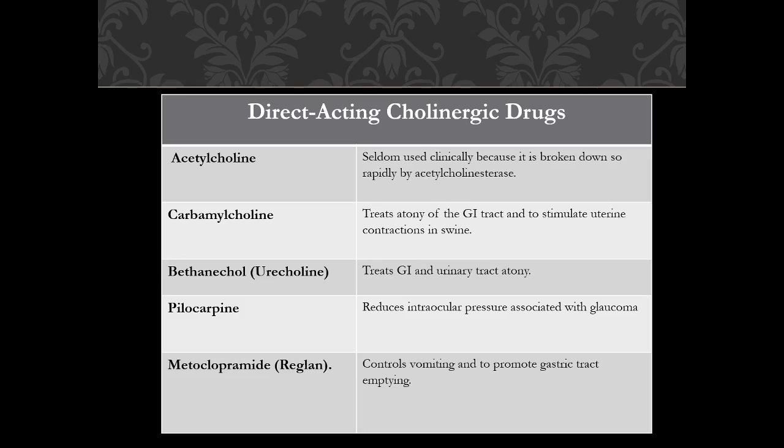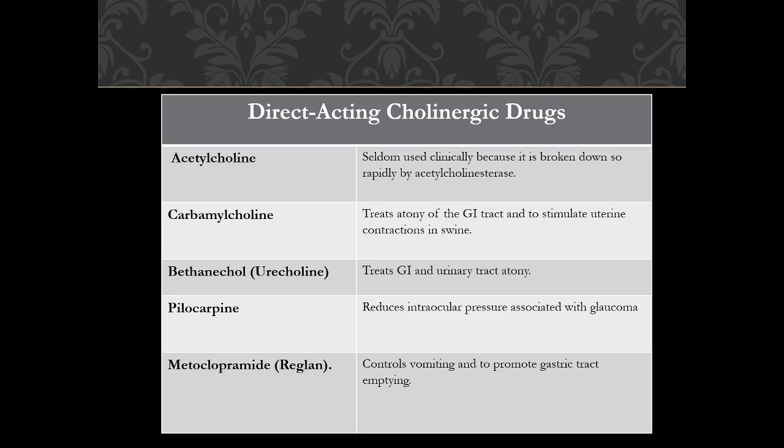Bethanechol, or Urecholine, treats GI and urinary tract atony. So if we have an animal, a cat, that has been blocked for a period of time, it cannot contract the bladder because it's been so overstretched. So we will give this cat bethanechol so that the bladder will contract and the pet can urinate.